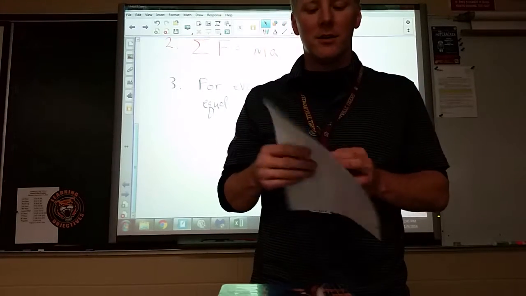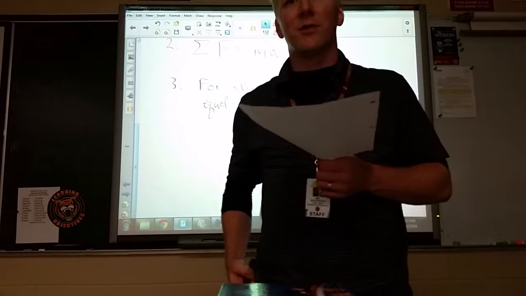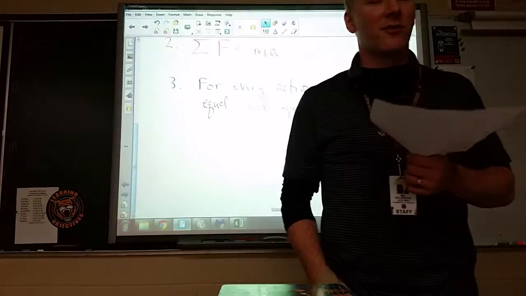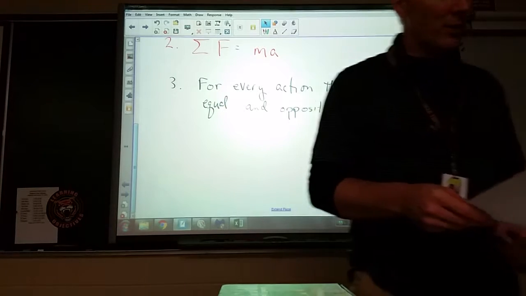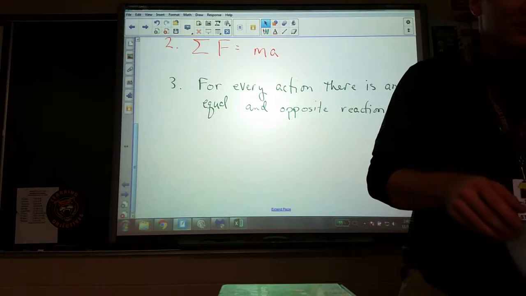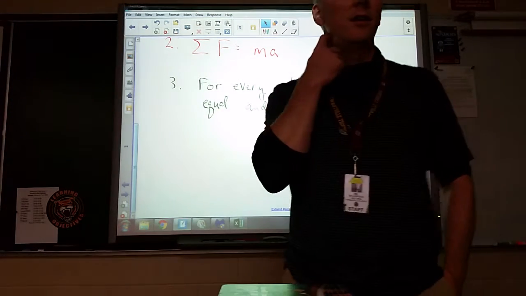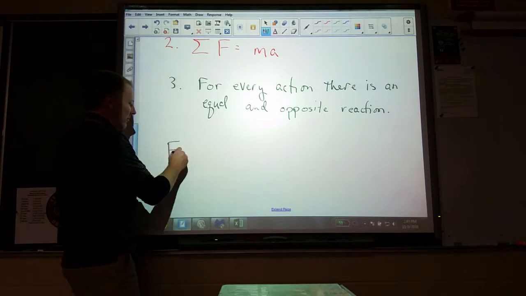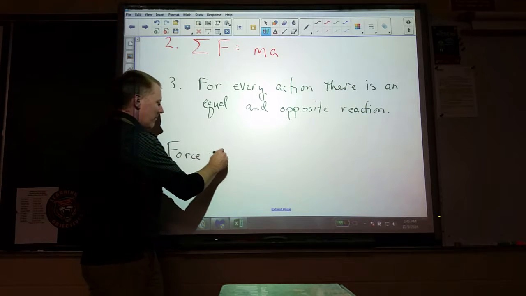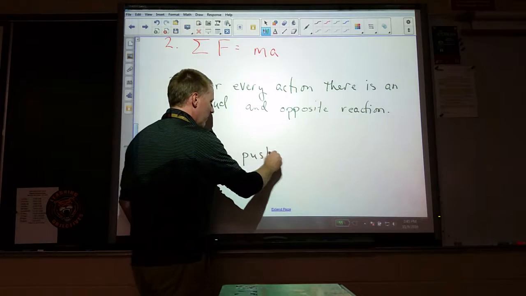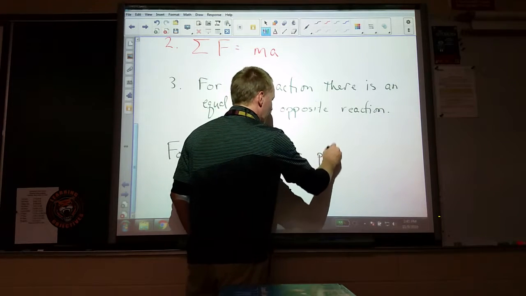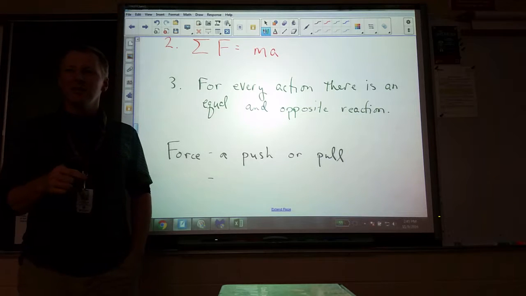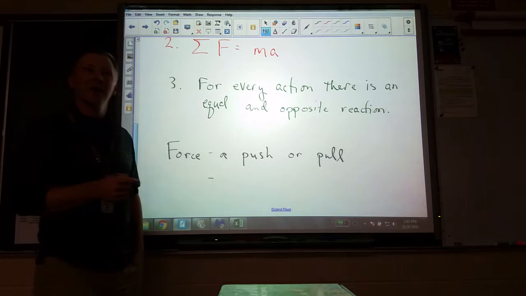So the first thing I want to talk about are the different types of forces. One important one is friction that we mentioned. You can think of forces, there are a couple definitions. One way to think of forces is that they are a push or a pull. Another way to think of them is that they are the agent that changes one type of energy into another.